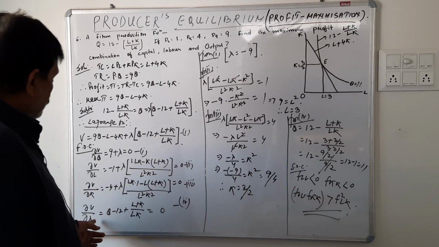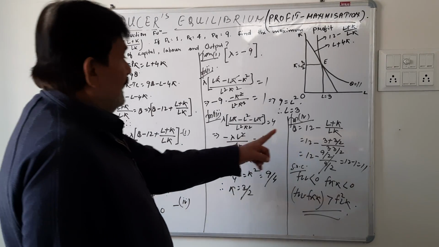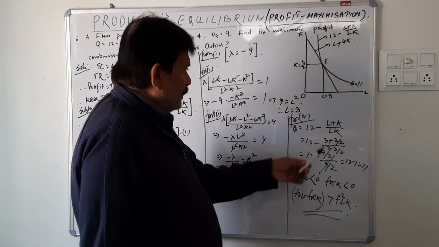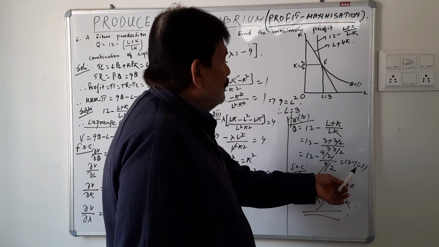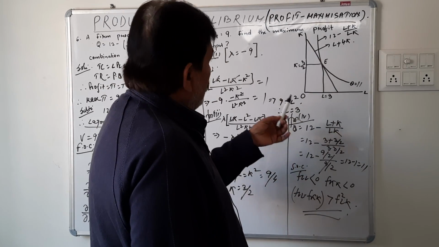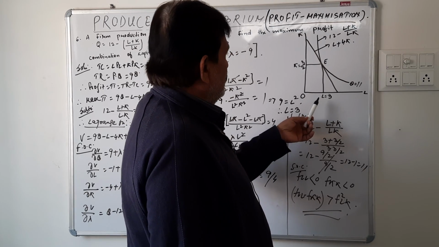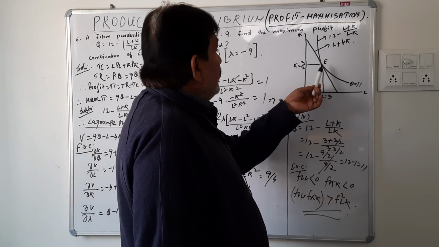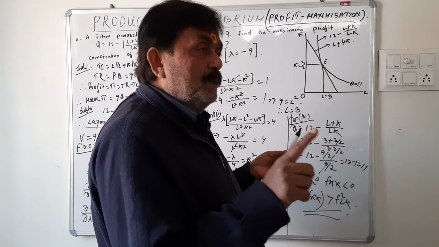And finally, from equation 4, Q equals 12 minus L plus K by LK. We have the values of L and K. We put the values of L and K here. So it becomes 12 minus 1, 11. So the value of Q is 11. We have got all these three values: how much labor is to be used, what amount of capital is to be used by the producer, and while maximizing the profit, what would be the amount of output to be produced by the producer.